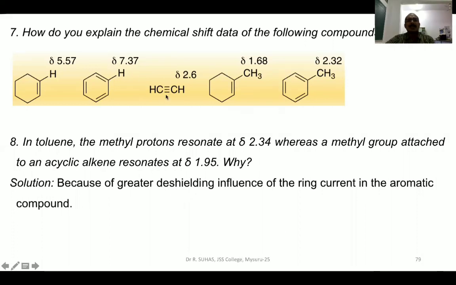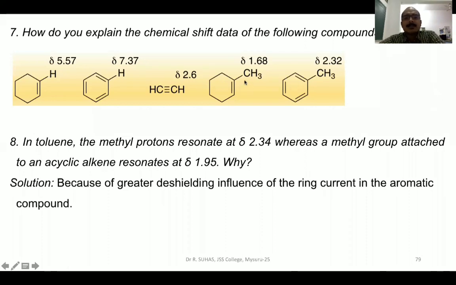This is acetylene. Acetylene is showing a very low value, 2.6. We know that it is because acetylene is linear in structure. In one direction it is showing diamagnetic and in the other direction it is showing paramagnetic, and when it is put in the vertical position, it comes in the diamagnetic region. Because it is coming in the diamagnetic region, it is showing a lower chemical shift value than the alkene.